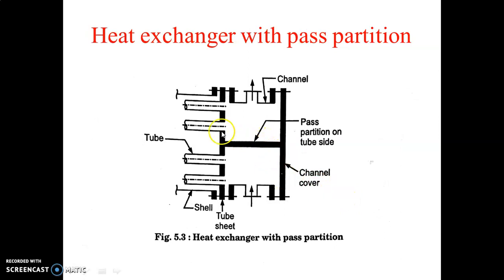When passes are added in the heat exchanger, it is called a multi-pass shell and tube heat exchanger, and when there is a single pass, it is called a single pass heat exchanger. That means no pass partition is added in the channel.